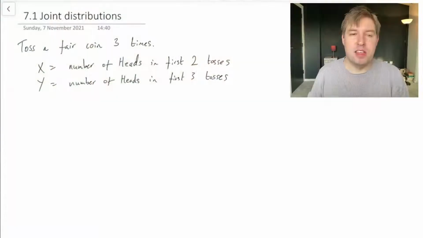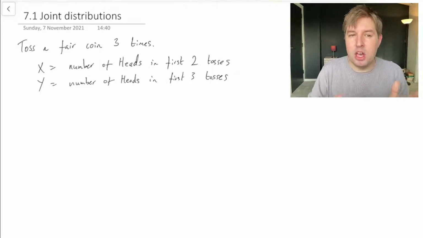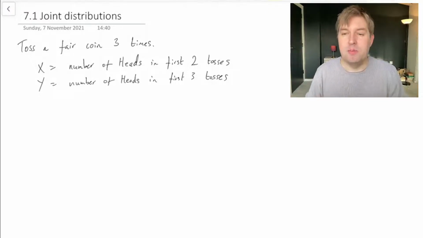And we're going to start this by looking at an example. And our example is this one. We're going to toss a fair coin 3 times, and X will be the number of heads in the first 2 of those 3, and Y will be the number of heads in all 3 of them put together.